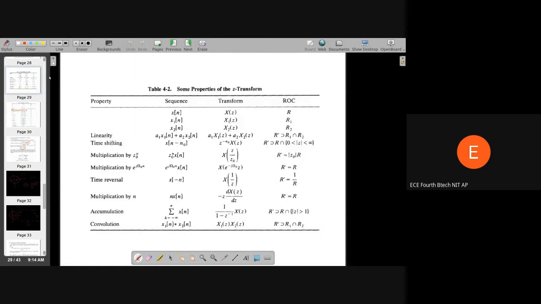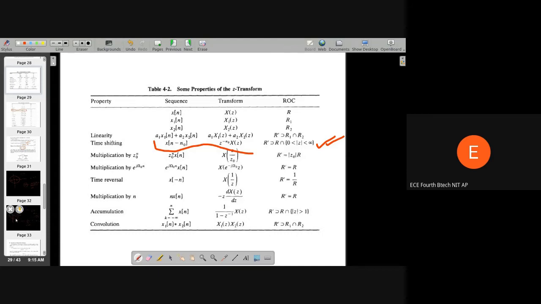What that property says is this one. This is a very important property. I told you last time. If you shift in the time domain, z to the power minus something, a polynomial in z gets multiplied in the Z transform domain.